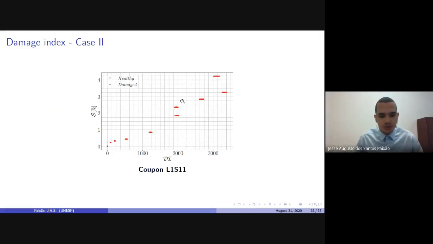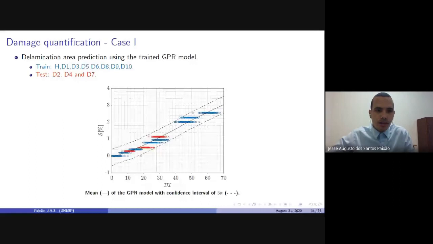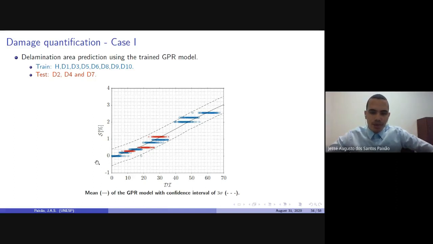Here we present the results obtained for the GPR model training using application case 1 data. We used as training data the following conditions represented by the blue points, and we used as test conditions the three conditions represented by the red points. In this graph, we have the mean of the trained Gaussian process regression model represented by the black line, and also the confidence interval considering three sigma of our model represented by the dashed lines. You can see that the model could capture the trend between the damage index and the delamination area, and also takes into account the uncertainty, where we can observe that almost all data were inside the confidence interval of 3 sigma.